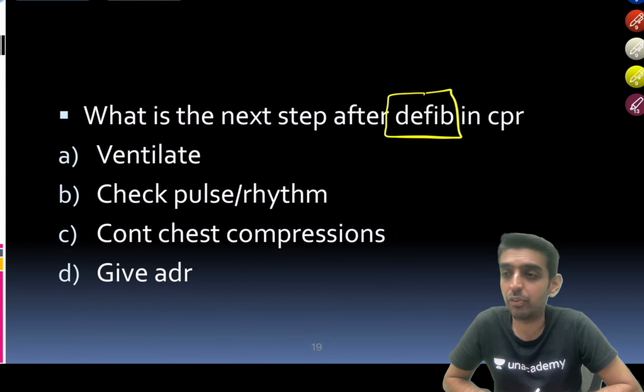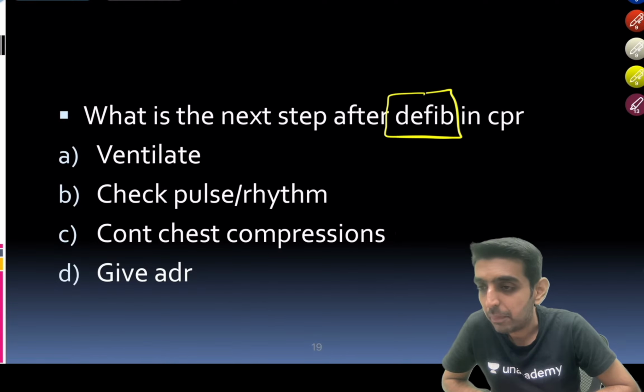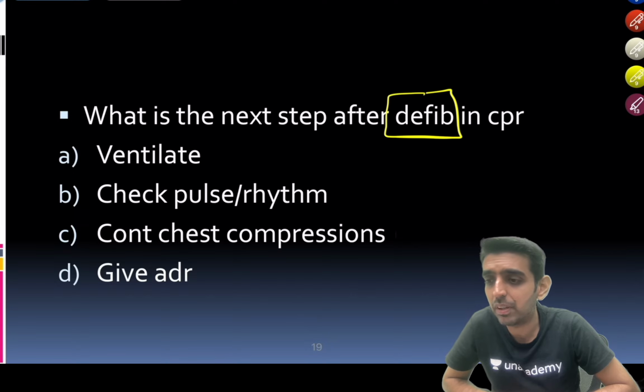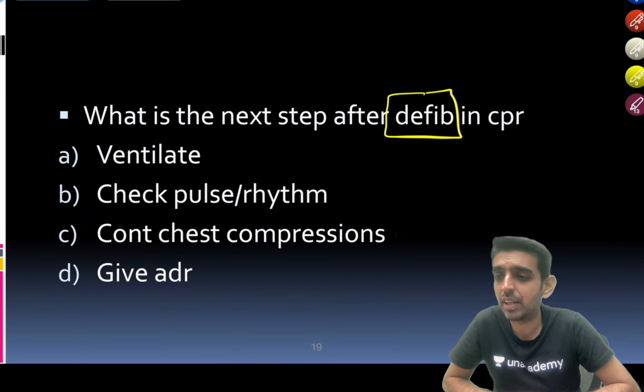Ventilate, check for pulse and breath. Baljinder says B, that is check for pulse and breath. Kartika says B, Dr. Metroid says B, Pistachio says B.